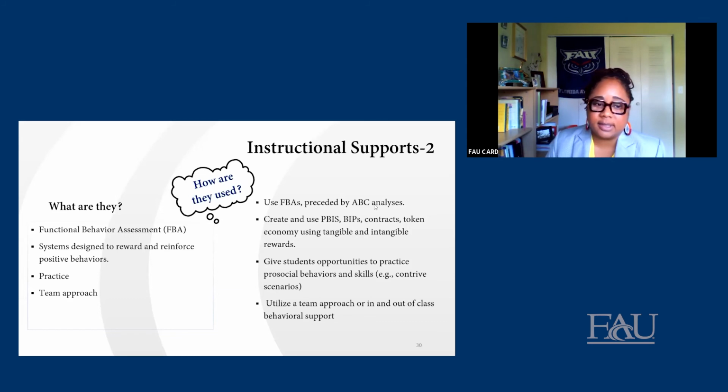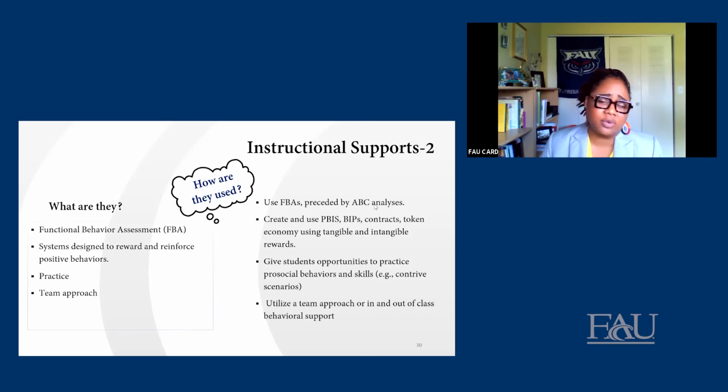In terms of systems that we use to reward or reinforce positive behaviors, certainly you've heard of PBIS systems, positive behavioral intervention and support systems. We'll also look at using behavior intervention plans, contracts, token economies that are based in using tangible and intangible rewards. These are all different systems that we can employ as a part of our instructional support for students to reduce or to prevent challenging behaviors.